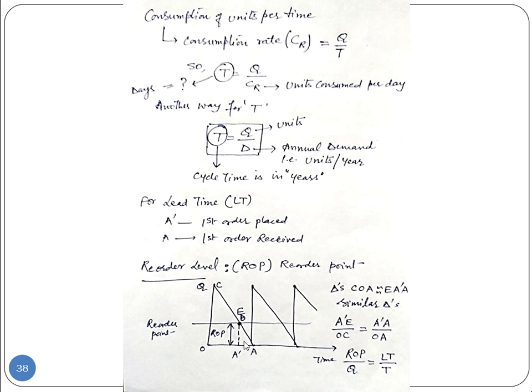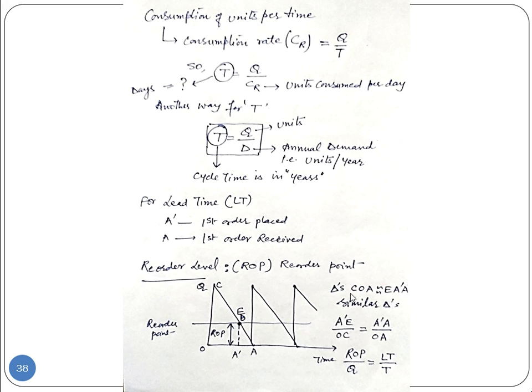LT is there. So how do we know when I have to place the order? At A dash, on that day, you know the total inventory, how much inventory you have left. This point is called the reorder point.